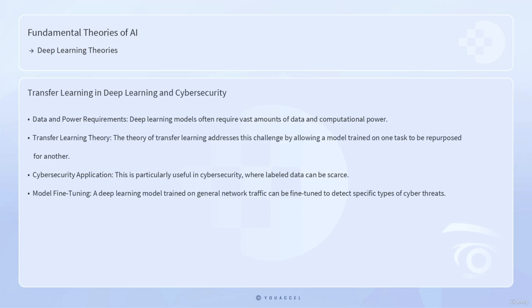Deep learning models often require vast amounts of data and computational power. The theory of transfer learning addresses this challenge by allowing a model trained on one task to be repurposed for another, reducing the need for extensive training data and computational resources. This is particularly useful in cybersecurity, where labeled data can be scarce. For example, a deep learning model trained on general network traffic can be fine-tuned to detect specific types of cyber threats, enhancing its effectiveness and efficiency.